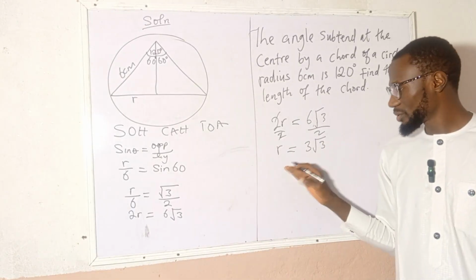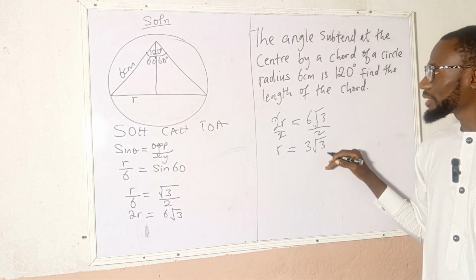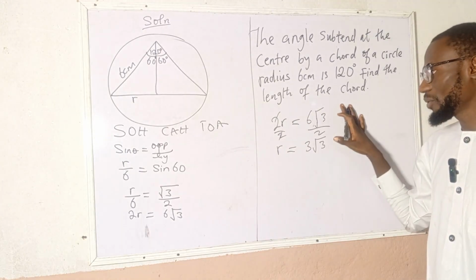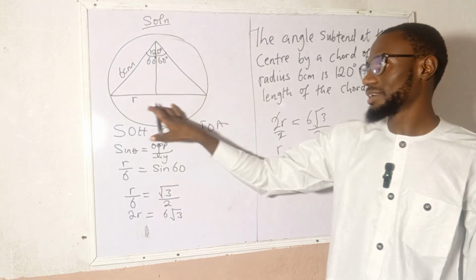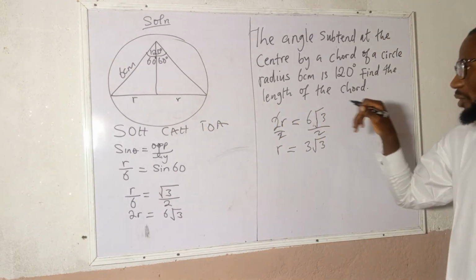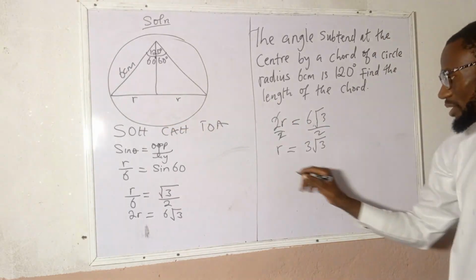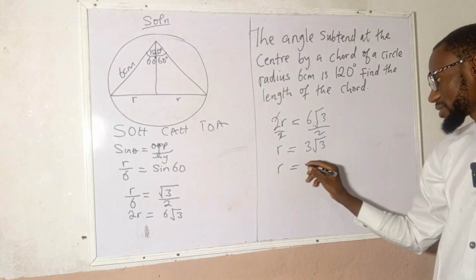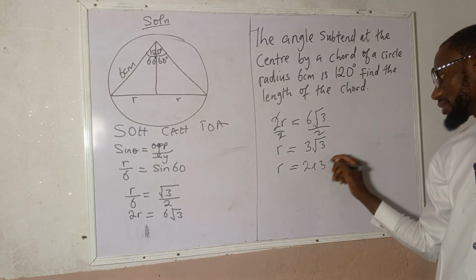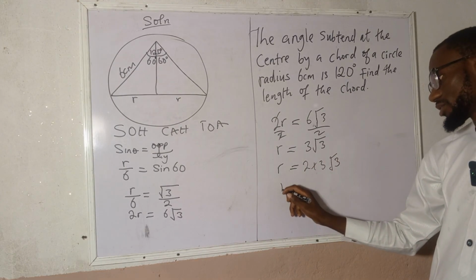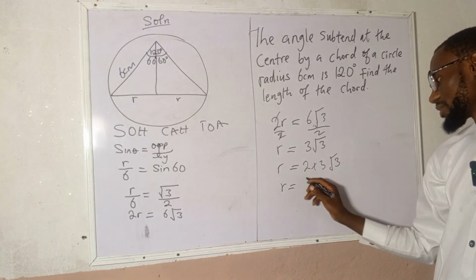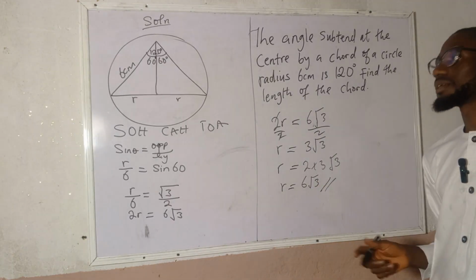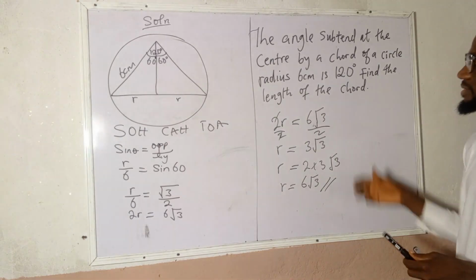And again, for you to simplify this, remember that we are calculating the length of the chord, where the chord is not the radius here. The chord is 2 times the radius. Therefore, we have 2 times 3 root 3. 2 times 3 is equal to 6 root 3. That's the length of the chord.